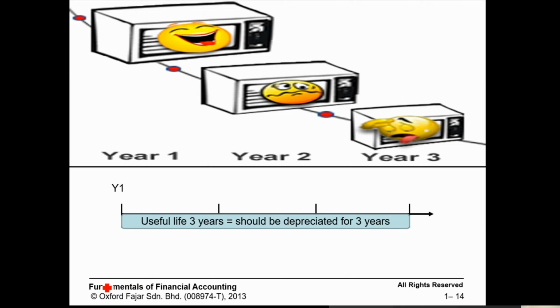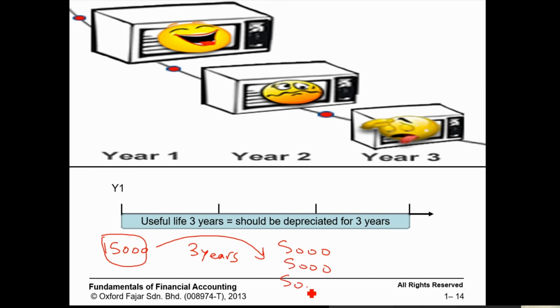Let's say that this machine costs 15,000, and the useful life is only 3 years. So we need to divide this 15,000 over the 3 years, which means each year is 5K. For the first year, when we pay for it, we will put 15K and show it in our financial statement. For the second year, we have to deduct 5,000 from our profit as depreciation.